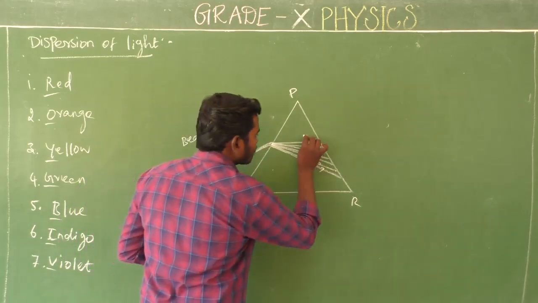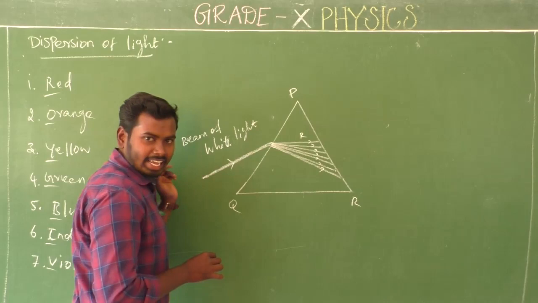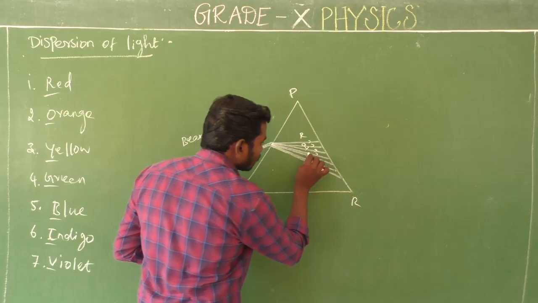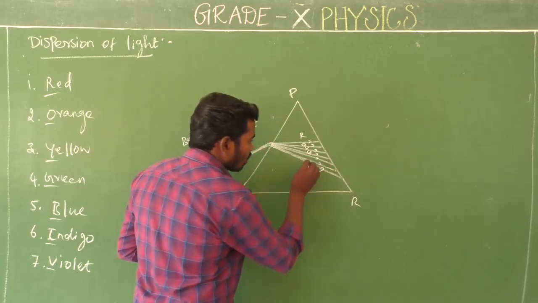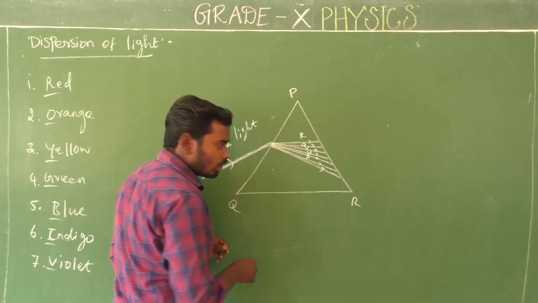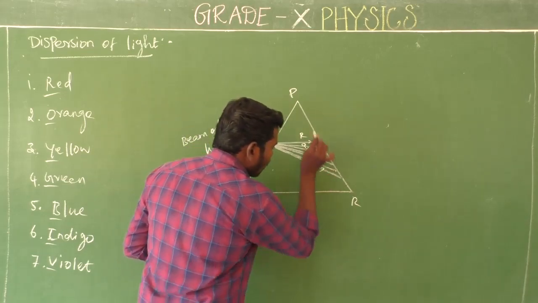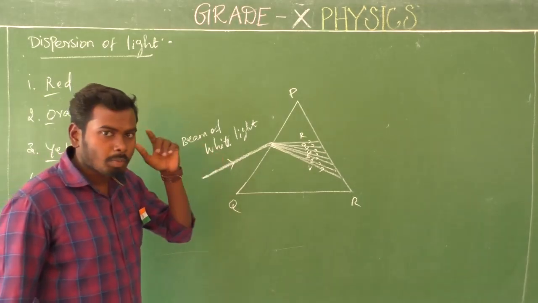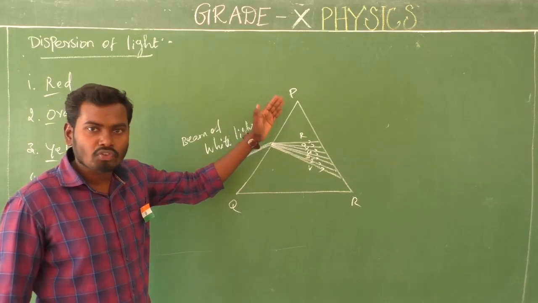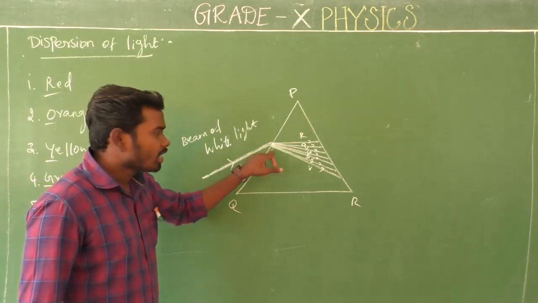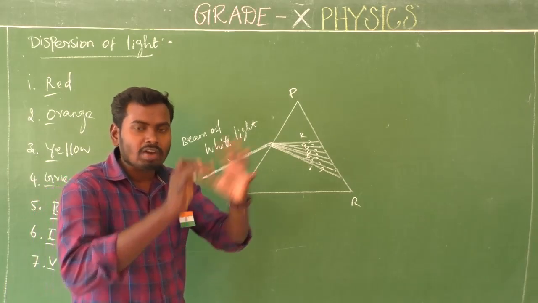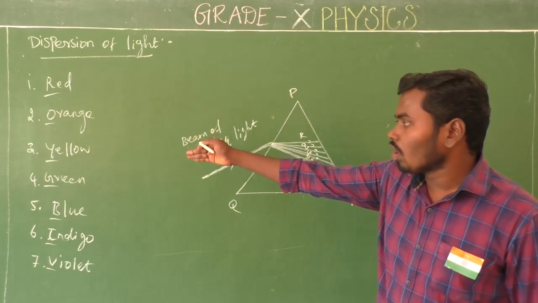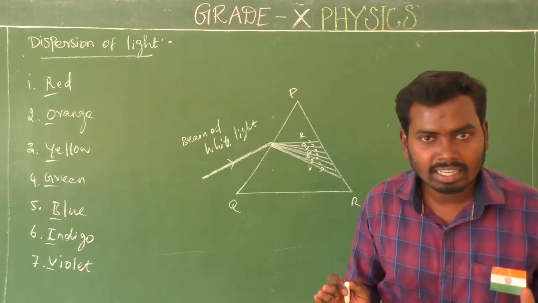First one, what is that, sir? First one, this is red, and second one orange, third one yellow, fourth one green, and fifth one blue, sixth one indigo, and seventh one, what is that? Violet. Look at here, what is the concept here? So when a beam of white light falls on the surface of the glass prism PQ, here the white light splits into 7 constituent colors, such as red, orange, yellow, green, blue, indigo, and violet. Is it clear? Yes.